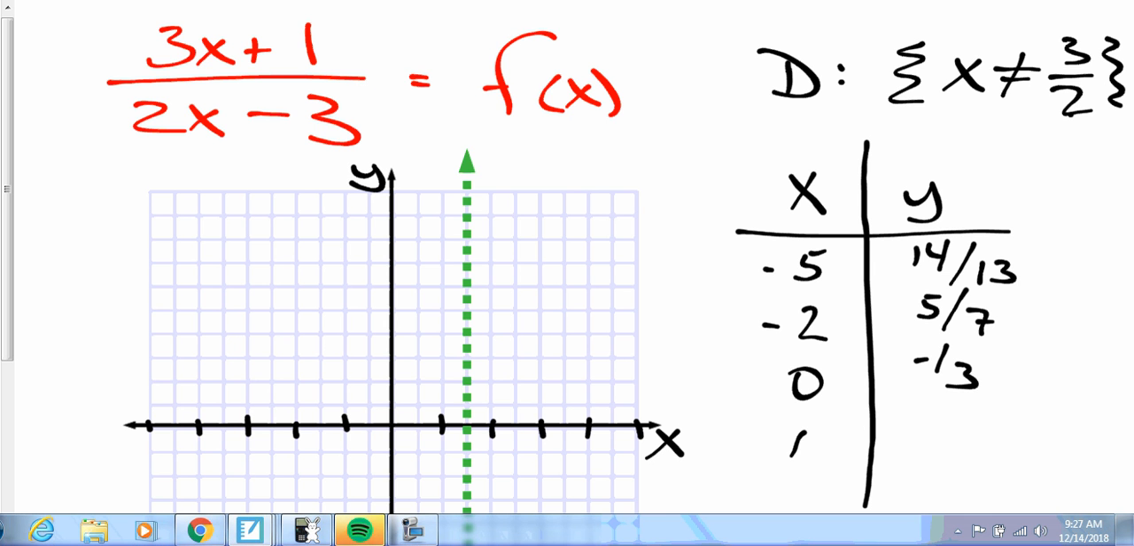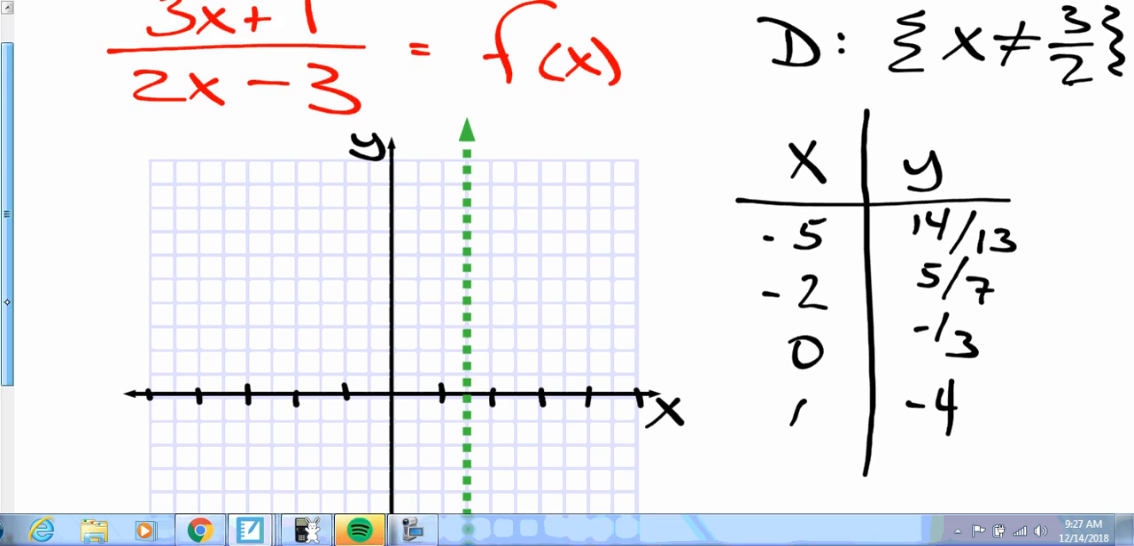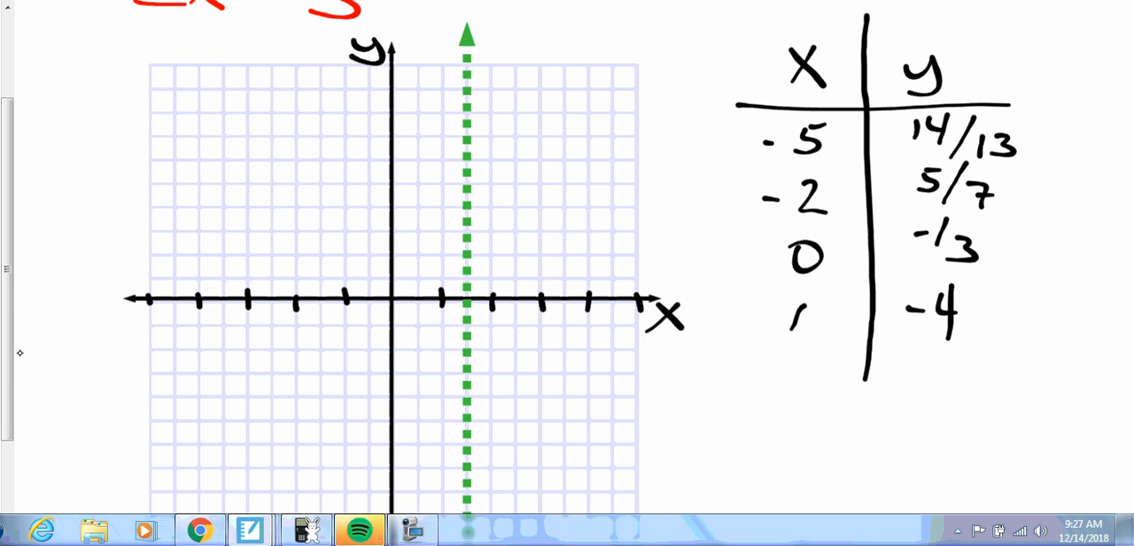4 over -1, so -4. Okay. What about 3 halves? Can't do that, right? Okay. How about 2? Should I dot these first? Let's dot them in red. So -5 is 14/13, so we might as well call that 1, right?